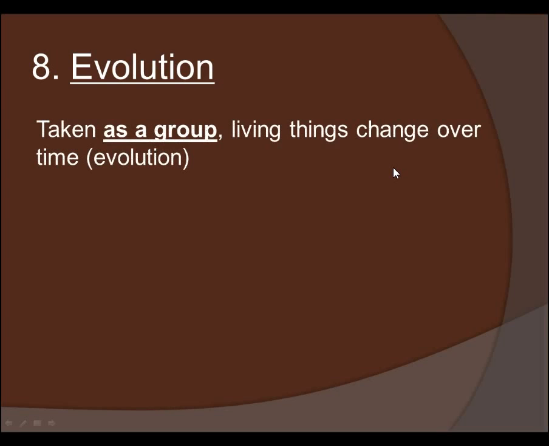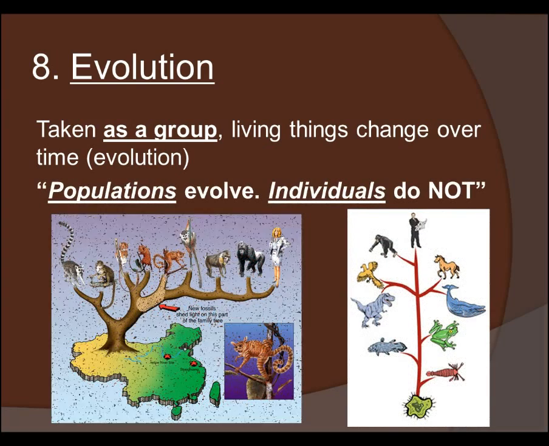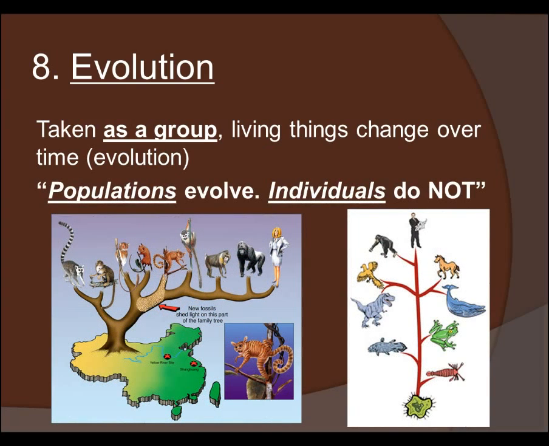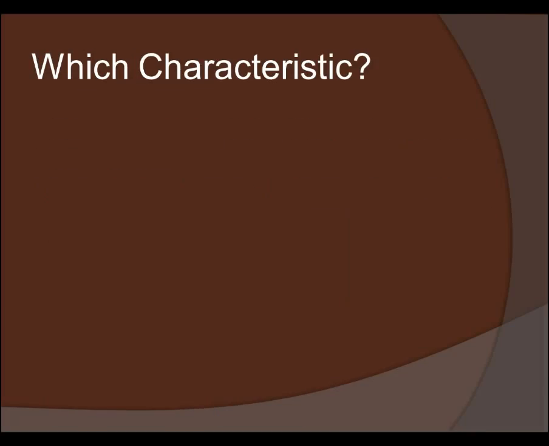And finally, evolution. As a group, living things change over time. We're not talking any one organism is going to suddenly sprout wings, but we're saying as a group, things change over time. A population of organisms will evolve. Individuals will not. So let's take a look at a couple examples here.